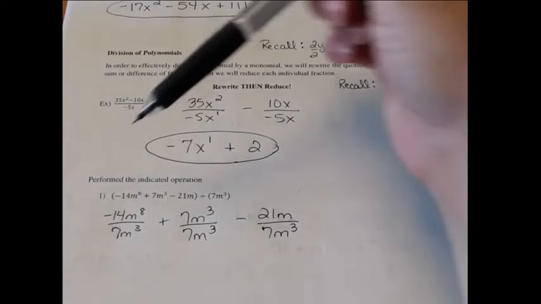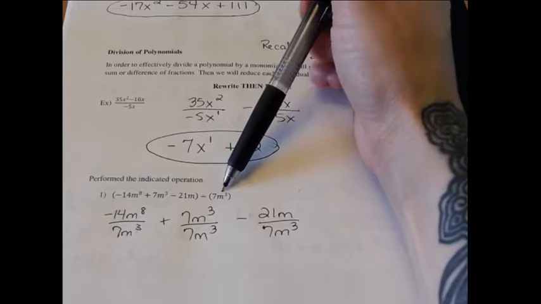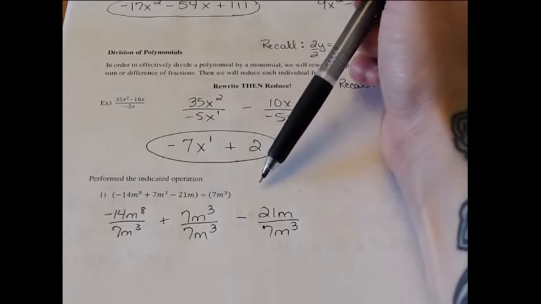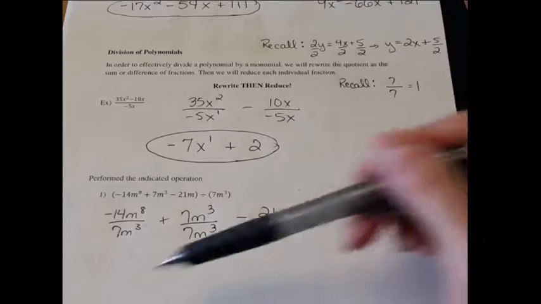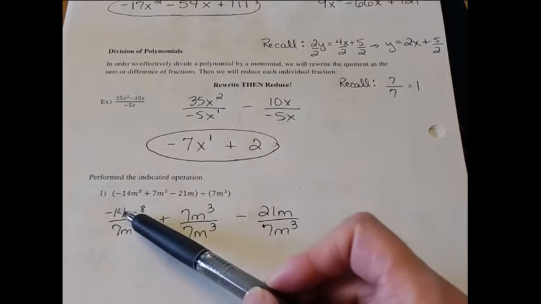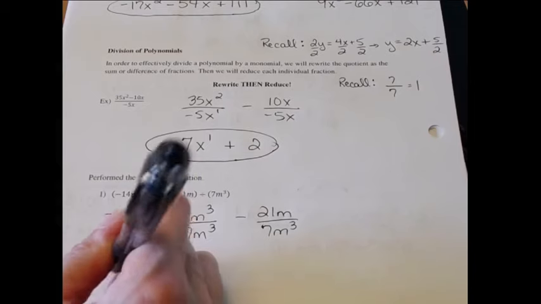Do you see how every term is being divided by the monomial? 3 terms divided by 1 term. 3 divided by 1 is 3. So we should be left with 3 terms after we simplify. Let's take a look. Negative 14 over 7, that reduces to negative 2. That negative 2 is in the numerator.